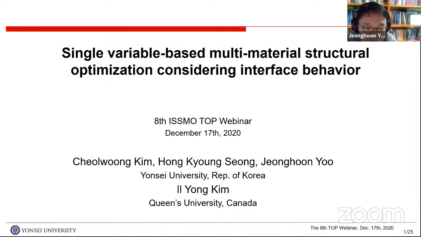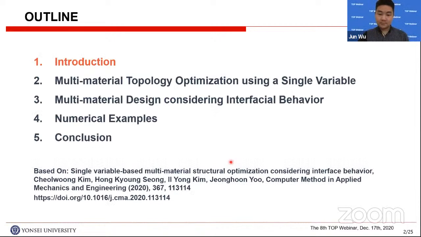I am Chung Yu at Yonsei University in Korea, and the presentation title is Single Variable Based Multimaterial Structure Optimization considering the interfacial behavior. This work was performed with my graduate students Cheol Kim and Hong Kyung-sun, and also with my colleague, Professor Yong Kim at Queen's University in Canada. This presentation is based on my previous journal paper published in Computer Methods in Applied Mechanics and Engineering this year.